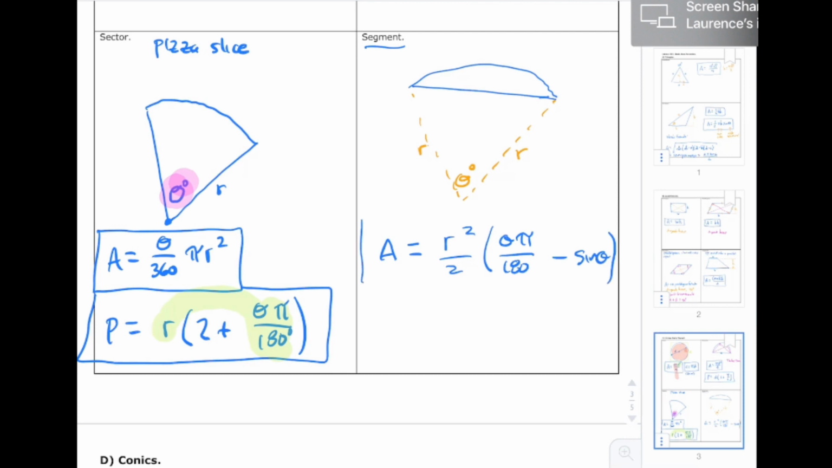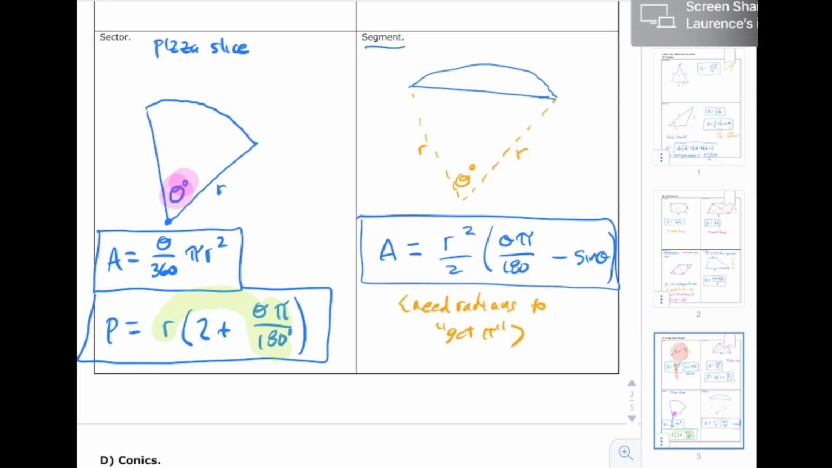And I think I'll just give that to you for now. We will revisit this formula later. I'll have to revisit this when we look at radians. You need radians to get it.